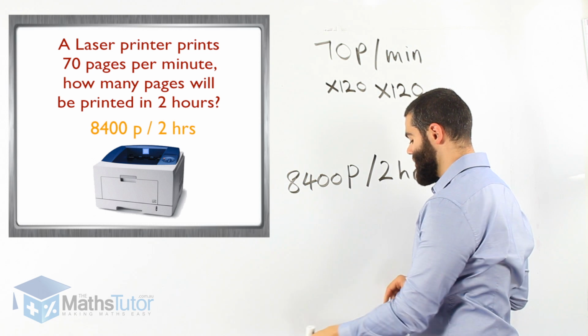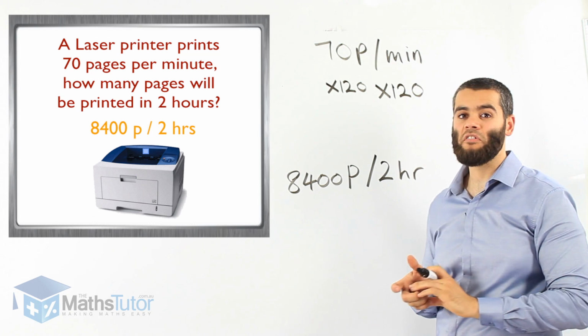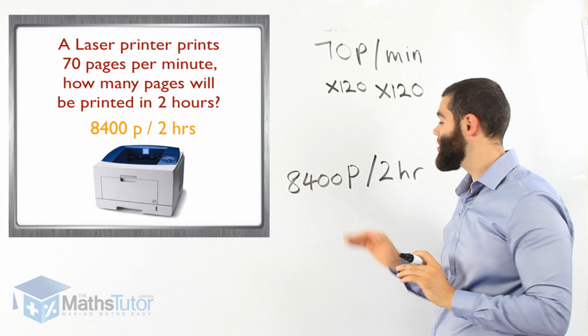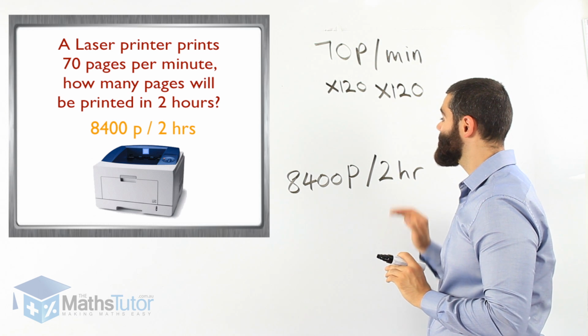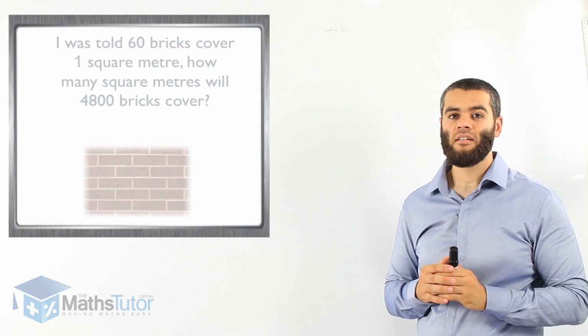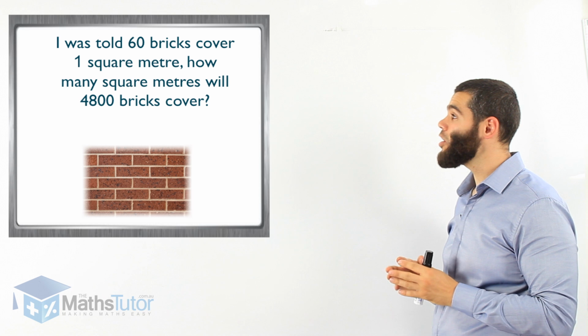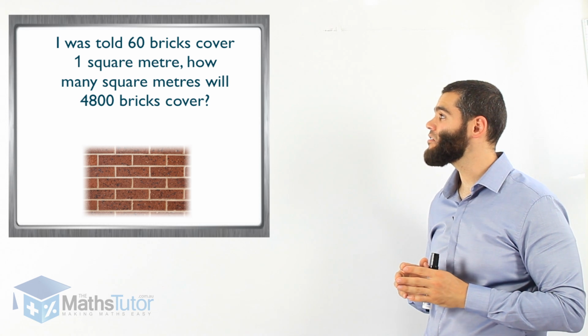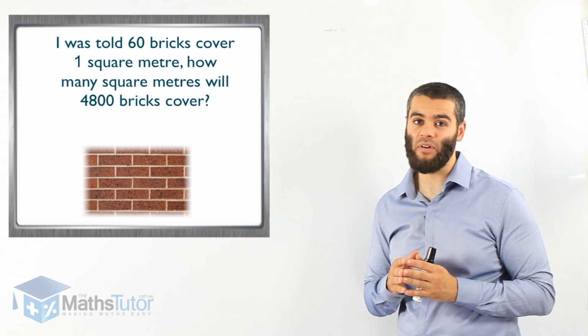8,400 pages will be printed in 2 hours. So this printer is capable of printing 8,400 pages per 2 hours. It's equivalent to 70 pages per minute. Last example. I was told 60 bricks cover 1 square meter. How many square meters will 4,800 bricks cover?